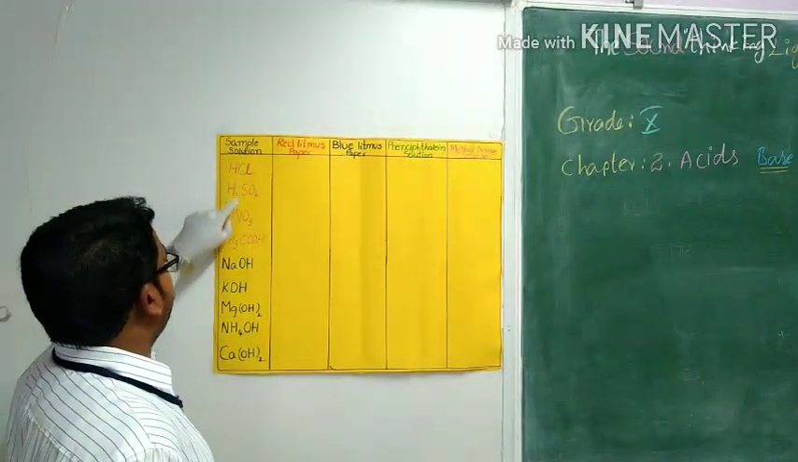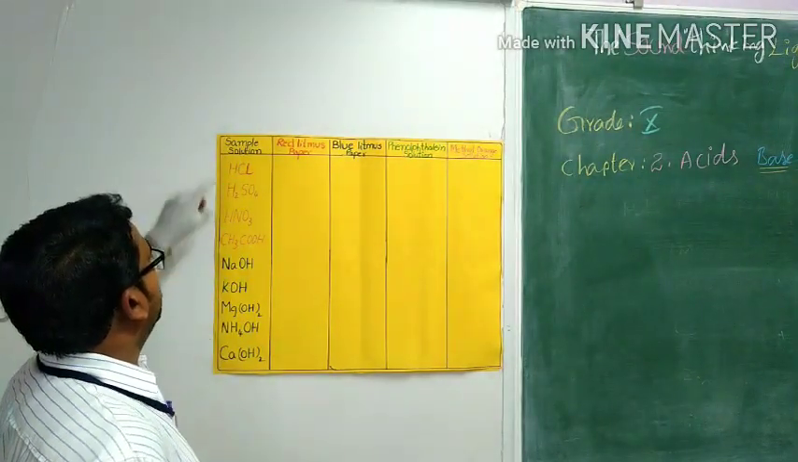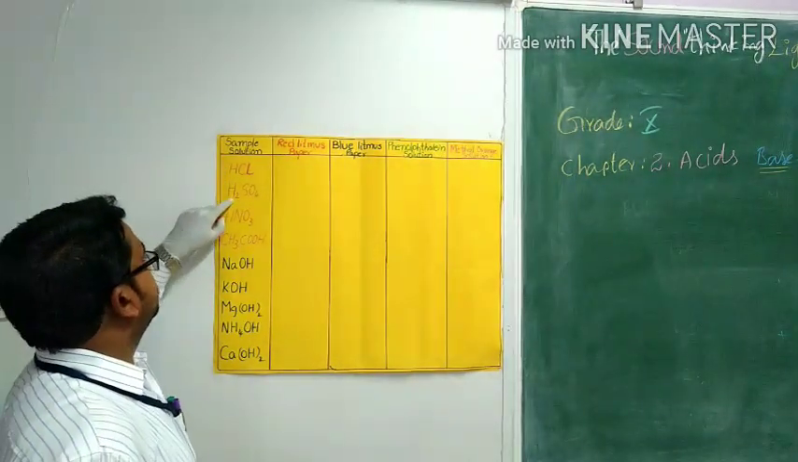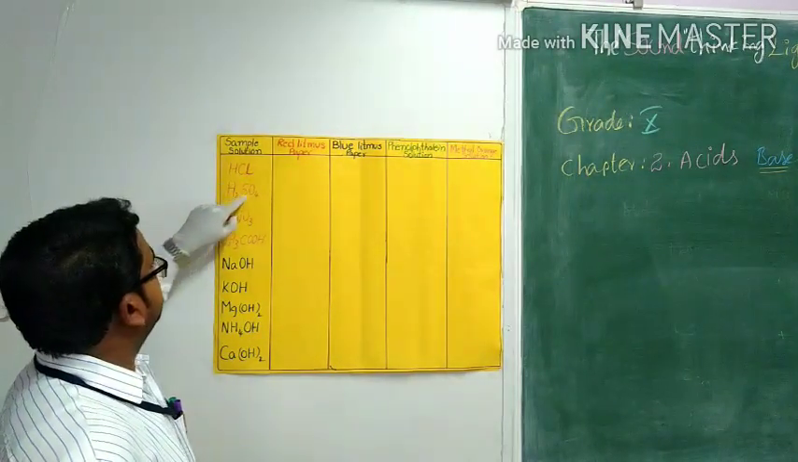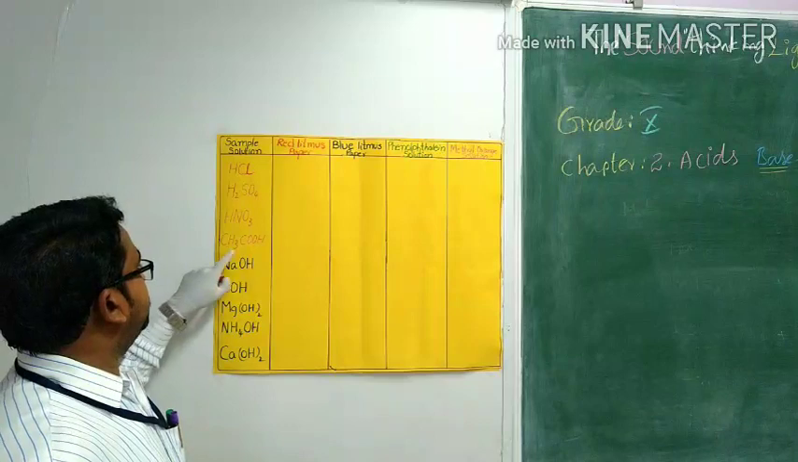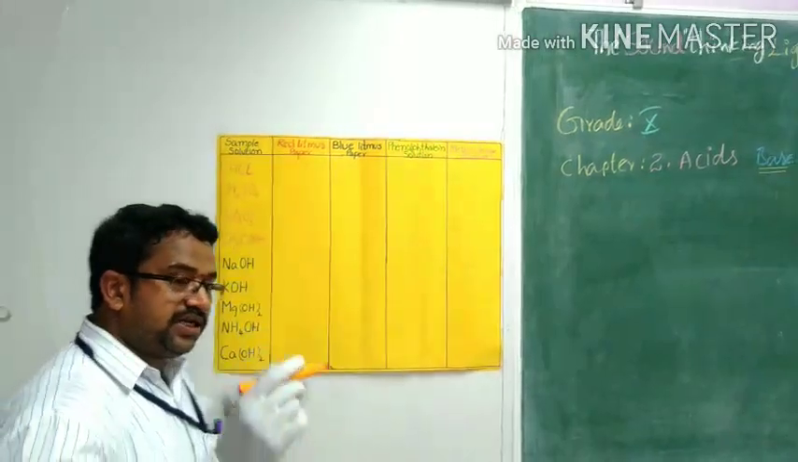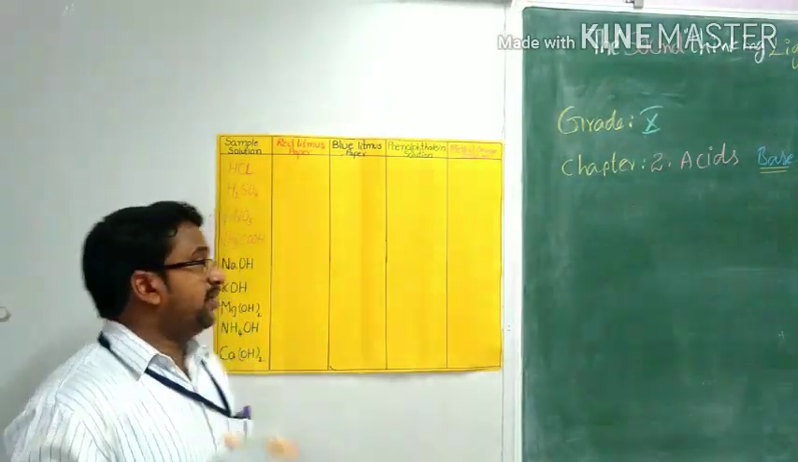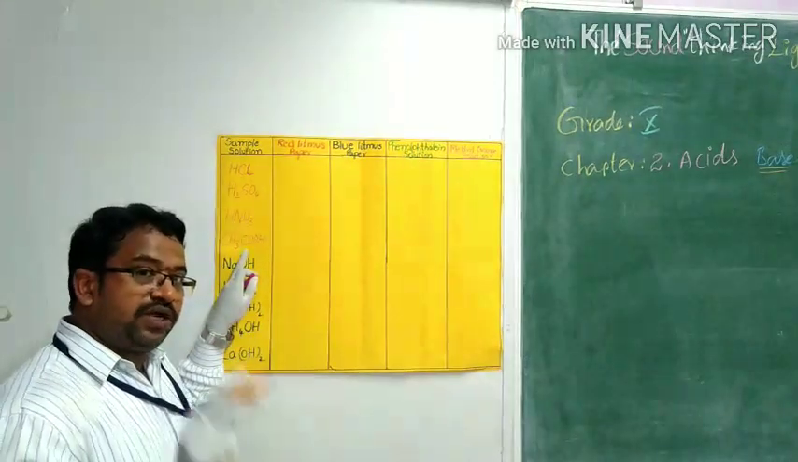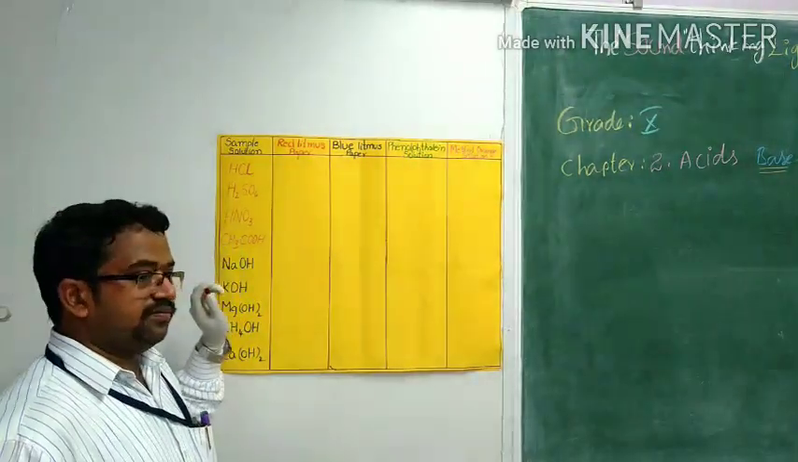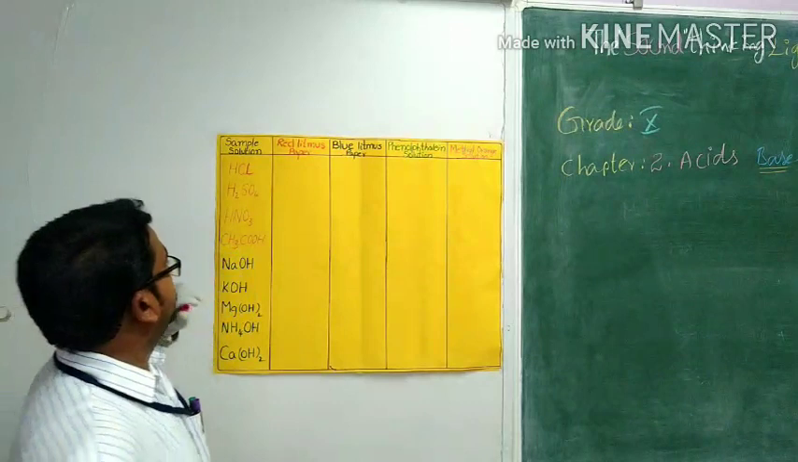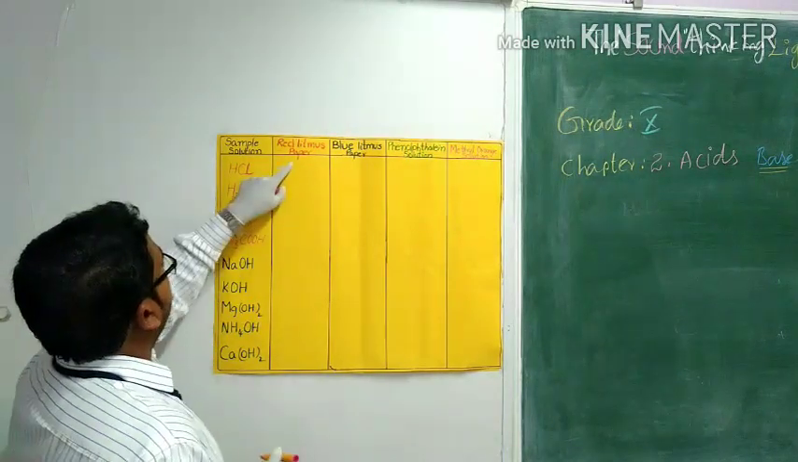First, we have to know the nature of these substances. HCl, hydrochloric acid, sulfuric acid, nitric acid, acetic acid. Acetic acid is the chemical name. The common name is vinegar. 5 to 8% of acetic acid is called vinegar. Remember that, vinegar.